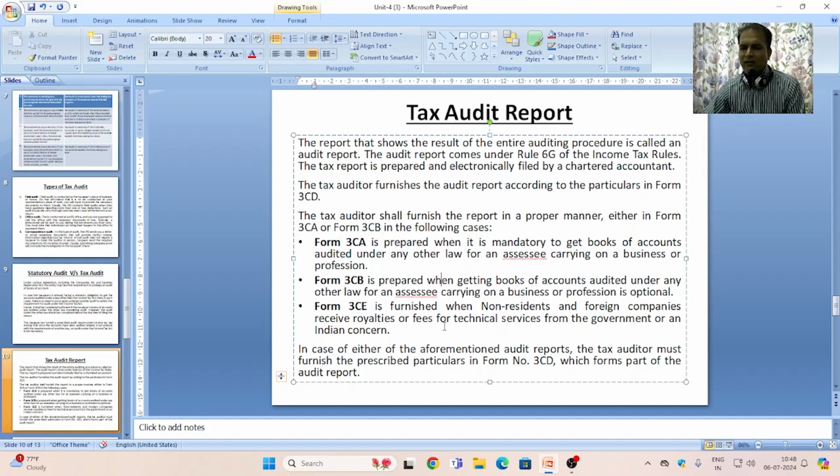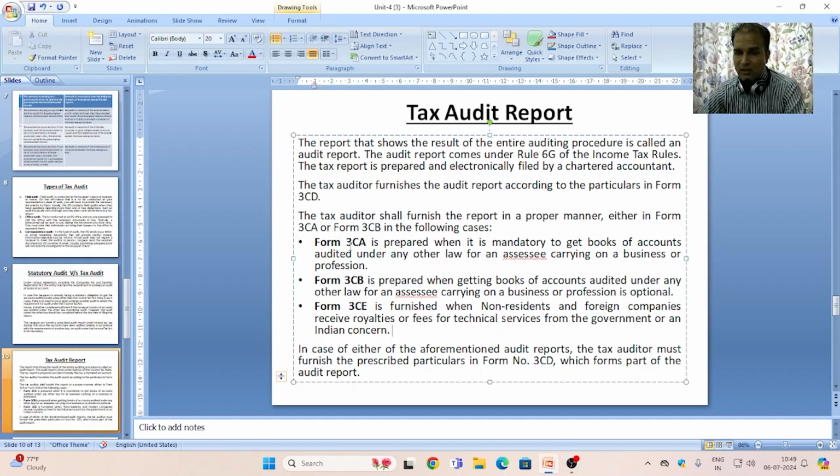And for non-resident and foreign companies receiving royalty or fees for technical services from the government or an Indian concern, the auditor is required to submit the audit report in the prescribed Form 3CE. In case of any of the above mentioned audit reports, the tax auditor must furnish the prescribed particulars in Form 3CD, which forms part of the audit report. Actually, Form 3CD is a part of the audit report.